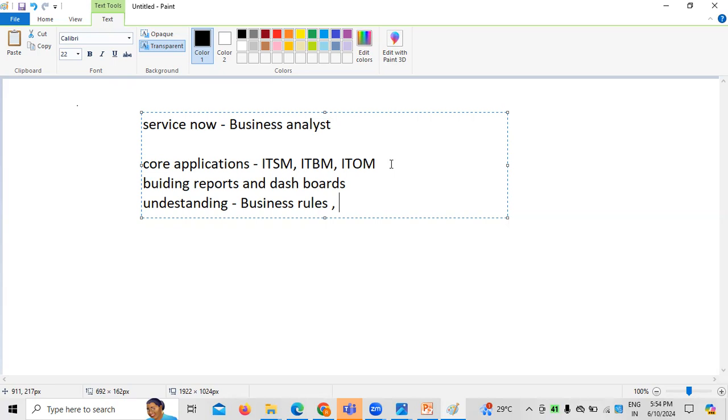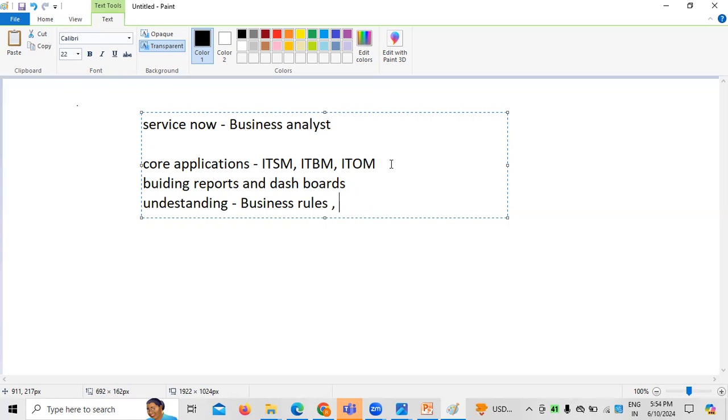But when it comes to integration, let's say for example, you want to integrate ServiceNow with some CRM application. Maybe it can be Salesforce, it can be Dynamics or something. Or else you want to connect ServiceNow with Power BI as well as Tableau, so that you want to build some reports and dashboards. This is what we call the integration part.